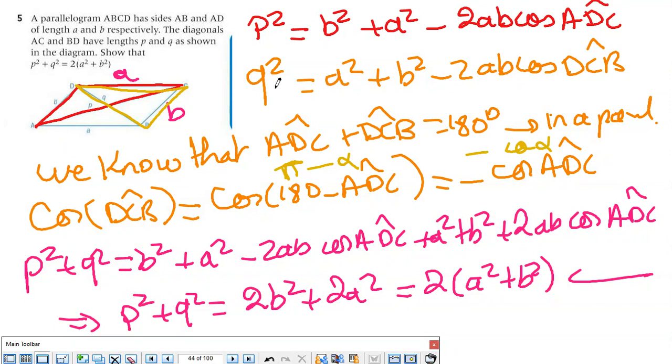Now I add p squared plus q squared. I'm going to have b squared plus a squared minus 2ab cosine ADC plus a squared plus b squared plus 2ab cosine ADC. Those two cancel each other. So I will have 2b squared plus 2a squared. Factoring, it's 2 times (a squared plus b squared). And I got the proof done. It's proved.